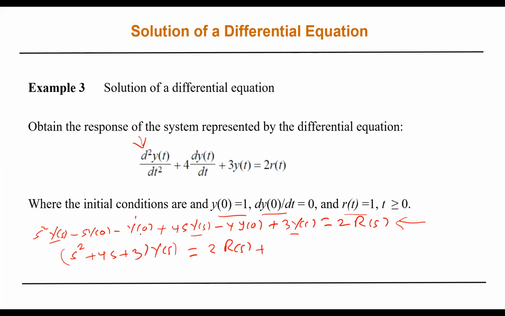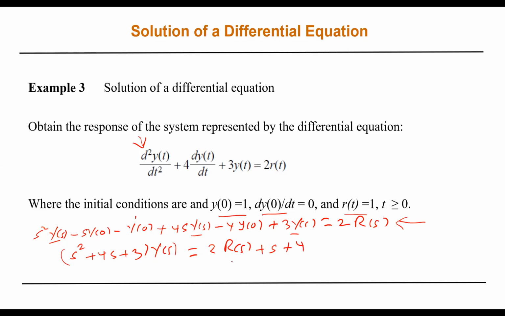plus, this is s times y of 0. Y of 0, we said it's equal to 1. So I'm going to have s in here. And this term, minus 4y of 0, so it's going to be plus 4.